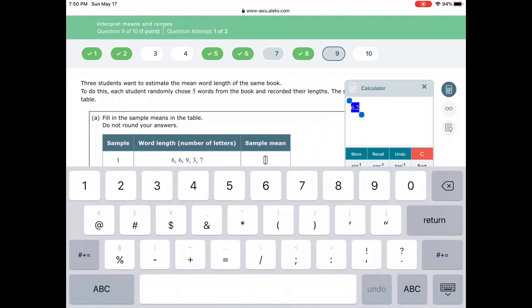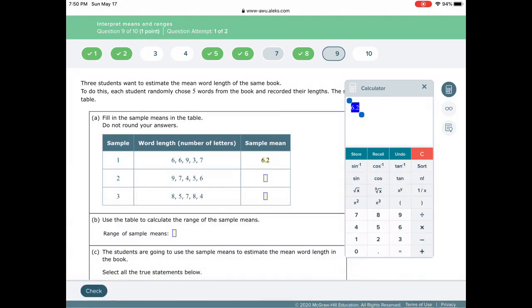So just a common mistake that a lot of people make. But just think about what you're doing also. If you had an answer in the 20s and the highest number you get is 9, obviously that's not going to be correct. So the next one, I'm going to average 9, 7, 4, 5, and 6. So I'm going to total that up first before I divide. And 31 divided by 5.